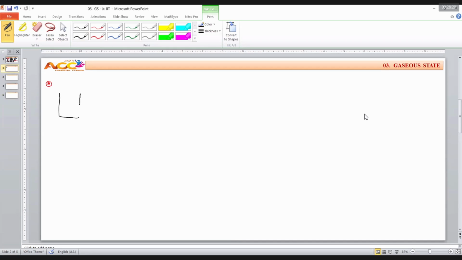In this container, suppose I have taken a certain amount of gas. This is a piston, right? Here I am having gas. Now attach a manometer. Listen carefully. Attach a manometer.